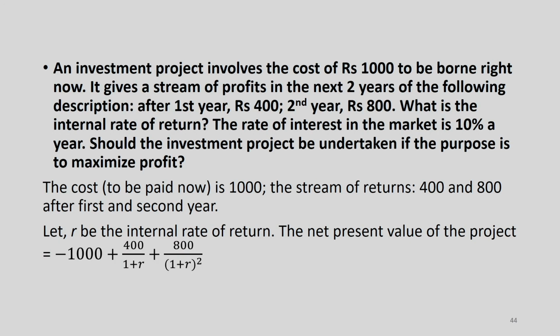Here is another problem related to an investment project, but now we are going to look at another criterion of whether to undertake the investment project or not. An investment project involves the cost of 1000 rupees to be borne right now. It gives a stream of profits in the next 2 years of the following description. After the first year, the profit is 400 rupees. After the second year, the profit is 800 rupees.